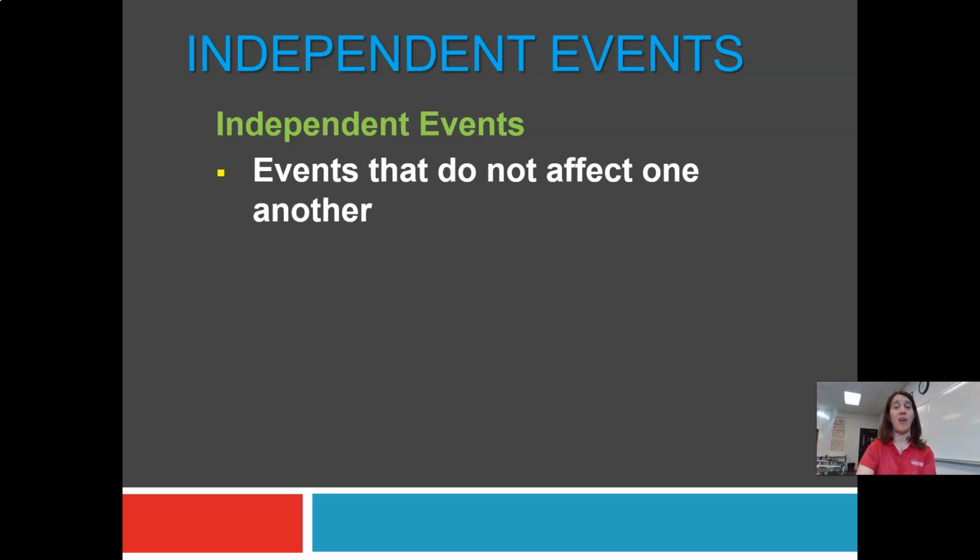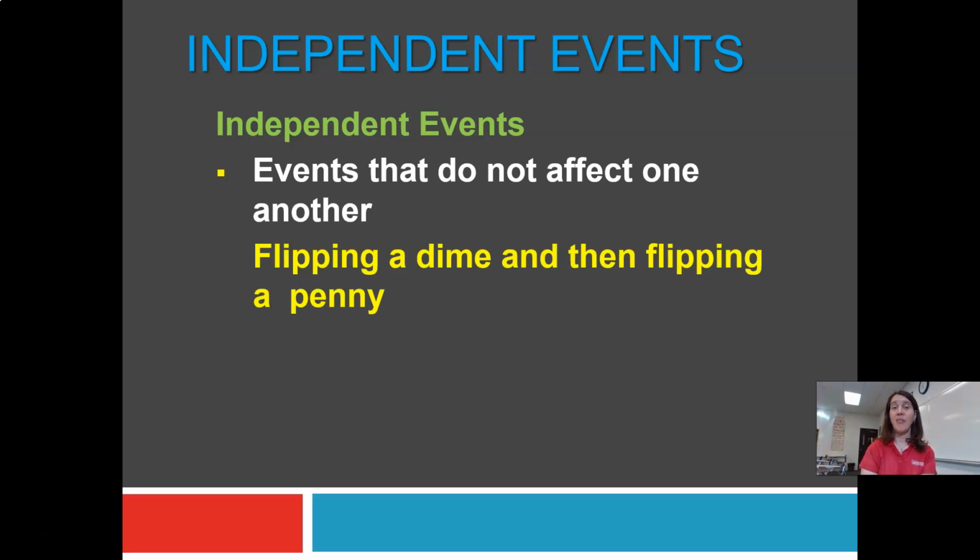What if it does affect what happens the second time? So here's just an example. If I flipped a dime and then I flipped a penny, does what I get on the dime affect what I get on the penny? Well, of course not. Just because I get a heads on the dime doesn't mean I can't get a heads on the penny. They're not related to each other. They don't affect each other, so they are considered to be independent events.